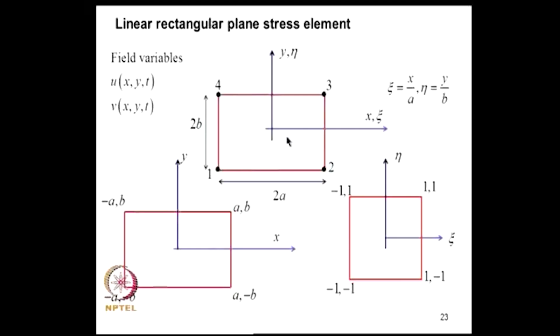Now, what I do is we introduce a new coordinate system called natural coordinates. Psi is x by a and eta is y by b. The consequence of making this substitution is that this rectangular region now gets mapped to a square of side dimensions 2. So, the origin is at 0, 0 and the vertices are at plus minus 1, that is psi equal to plus minus 1 and eta equal to plus minus 1.